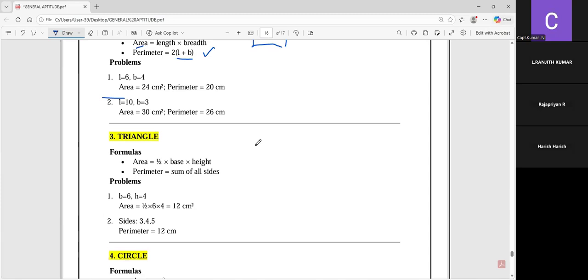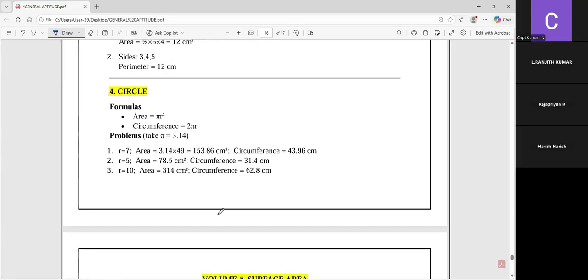Example, base is 6, height is 4. We have simple half into 6 into 4. Sides are nothing but 3, 4, 5. So the perimeter is nothing but the sum of all sides. 3 plus 4, 7, 7 plus 5. Circle: area is nothing but pi r square. Circumference is 2 pi r. For example, my circle radius is 7.